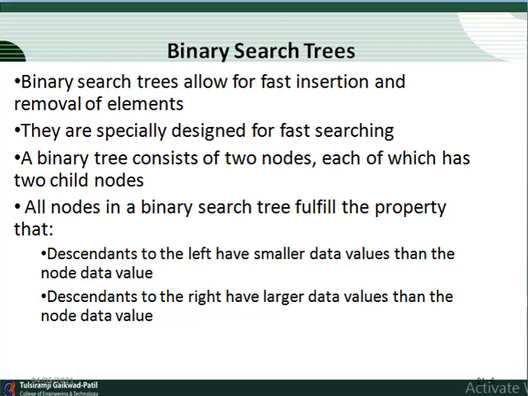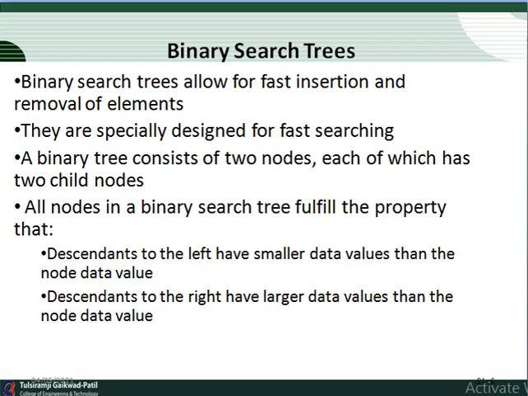The next type of tree is called the binary tree or binary search tree. A binary search tree allows for fast insertion and removal of elements. On trees we can perform various operations like searching, inserting, or deleting an element. They are specially designed for fast searching, whereas a binary tree consists of nodes, each of which has a maximum of two child nodes. Such a tree is called a binary search tree.